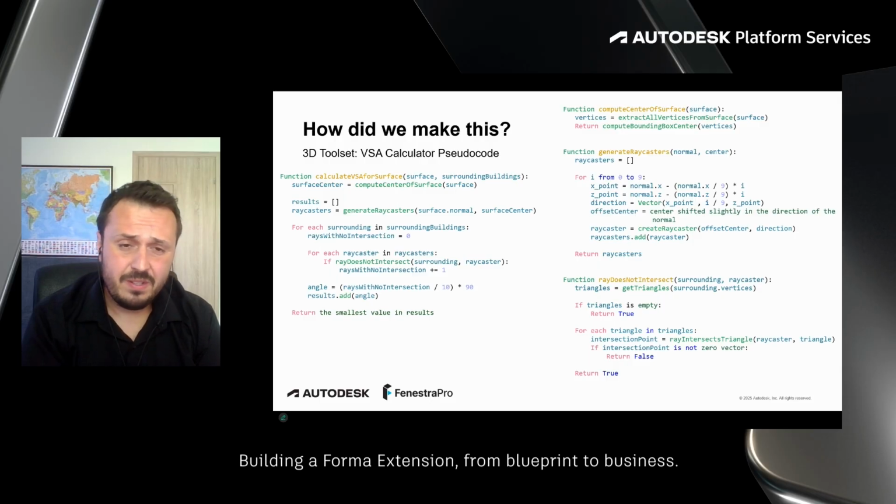We have four really simple functions here, where the main function is calculate VSA for surface. Here we have two parameters. The first one is the surface that we are calculating, and the second one is the surrounding buildings. These surrounding buildings are a filtered list. We are not providing all the surrounding buildings here because there can be really a lot of them in the Forma environment. So we are looking first for the candidates that can be our obstacles.